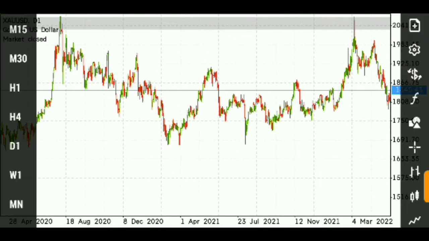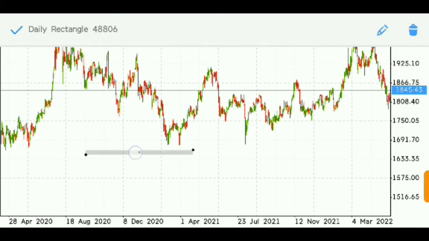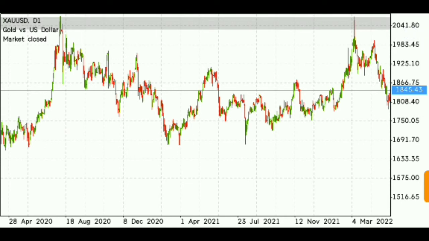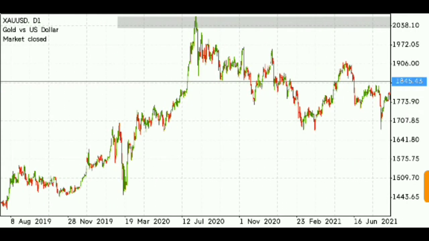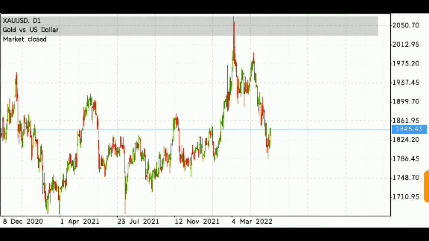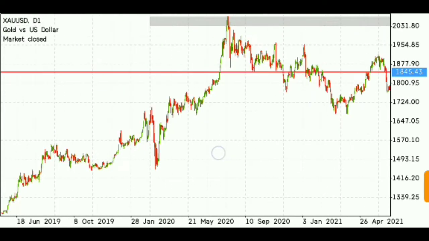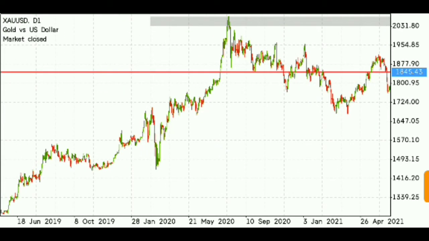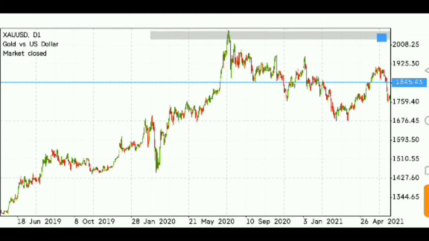Now that's for my resistance zones. Going straight to my support zones. Before I draw this, if you note, you will see the market testing this point once before, two, three, four, and it's about to come down again. Now you can pick this point right here as your support because of the number of times it has tested.